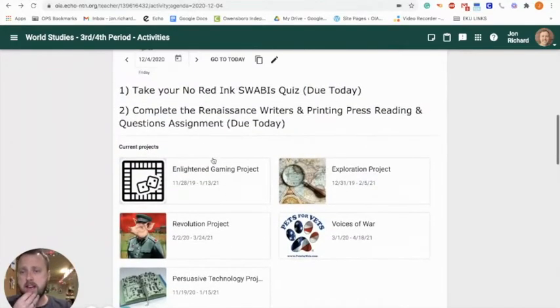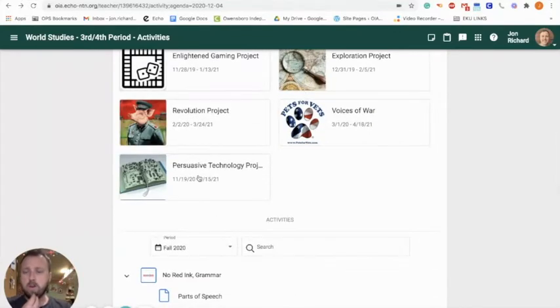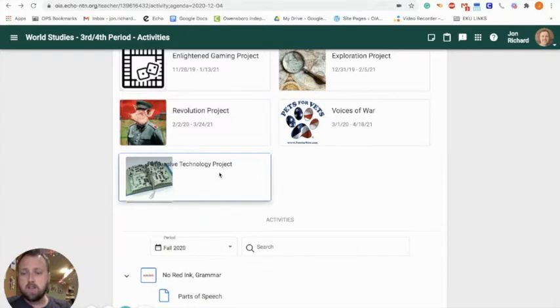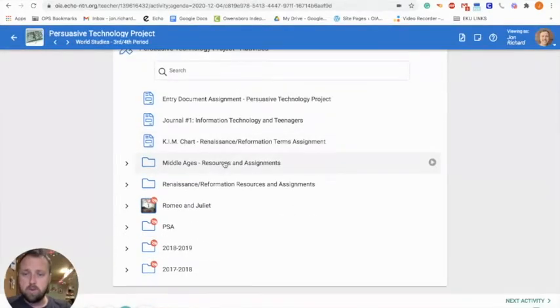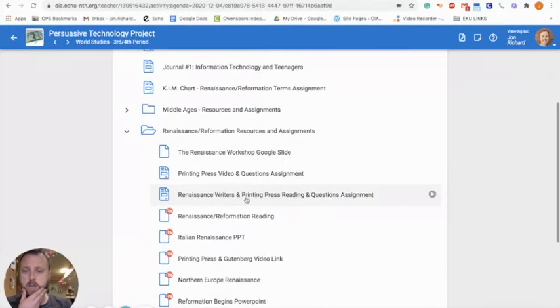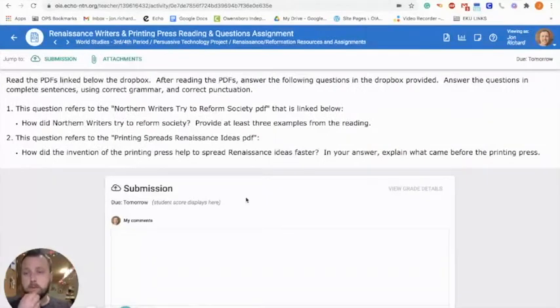So looking at the Renaissance Writers and Printing Press reading questions, you're going to go to Persuasive Technology Project, which is right here. Then you're going to scroll down to Renaissance Reformation Resources, and then you're going to go to the Renaissance Writers and Printing Press Reading and Questions Assignment. So pause, go find that, open it up, and then we'll look at that together. So I'm going to go ahead and open it up.